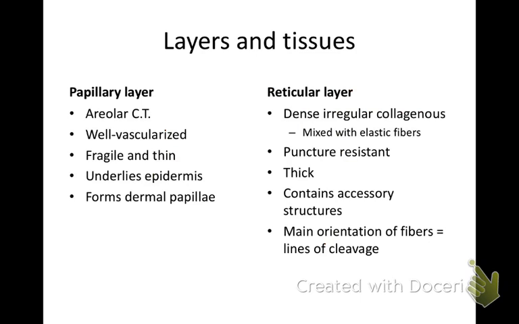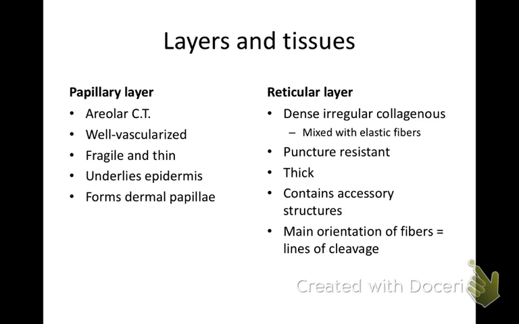All right, so here's a summary of those layers. The papillary layer, because it's areolar, it's a very fragile tissue, it's easily torn, so you're not going to make a thick layer there, but that does have the blood vessels. It's well vascularized to supply the epidermis, and it also has some specialized nerve endings, which we'll meet later.